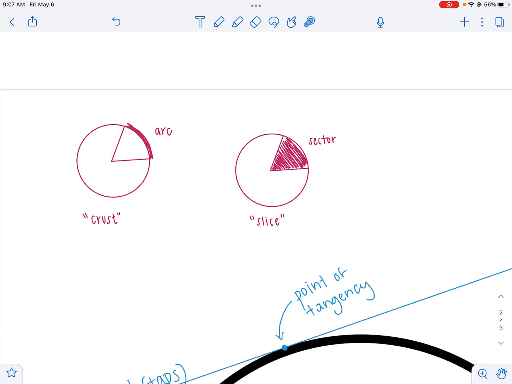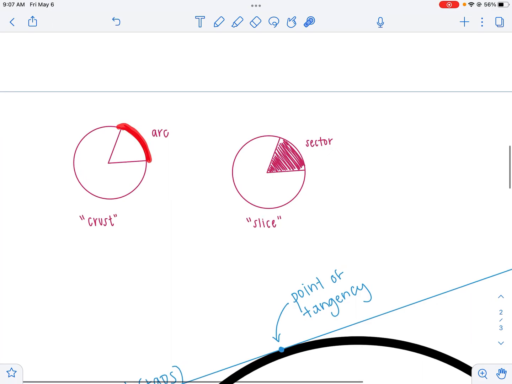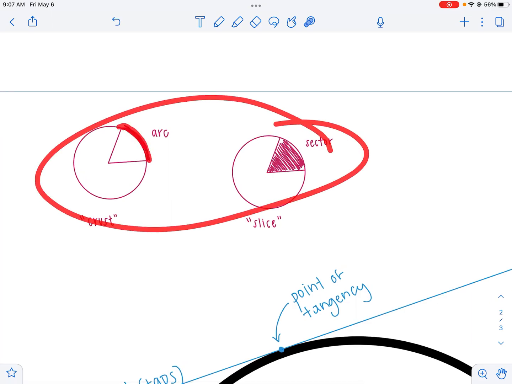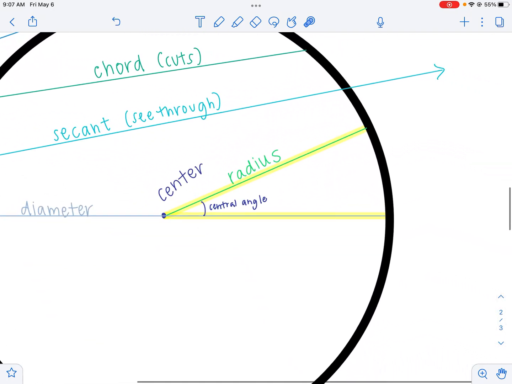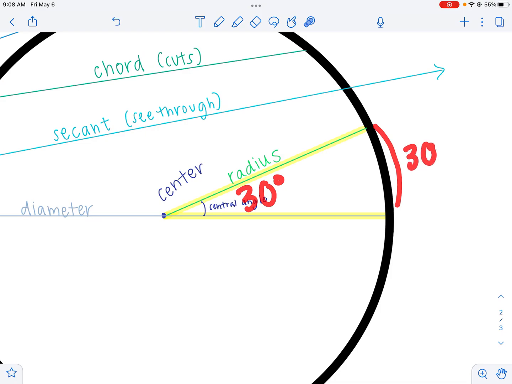So the sector, whenever we have that central angle, the sector is that shaded part, that's your slice, and the arc is like that crust along it. Well, we have measures. We can actually have values and measures for all of these. So for example, if I told you that the central angle was 30 degrees, then the measure of this arc would be 30 degrees. And that gets us into minor arcs and major arcs.